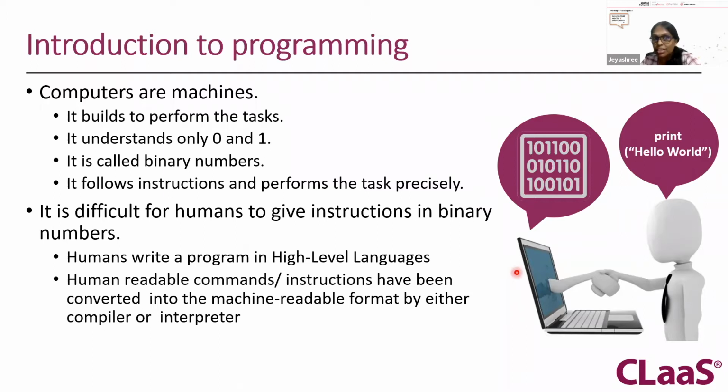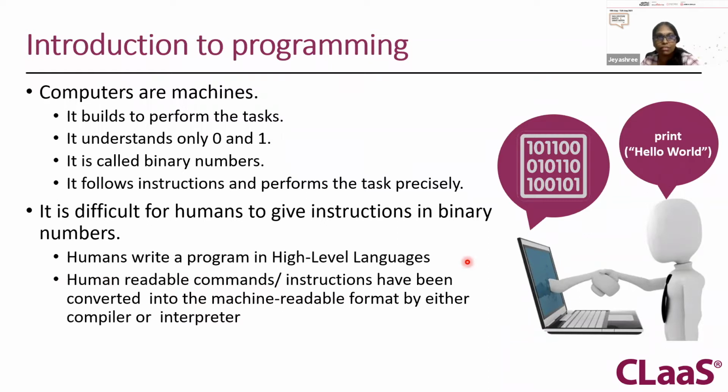Why is it necessary? Because the machines can understand only zeros or ones. That is a binary language. We call that binary numbers. Computers are dumb. They can understand zeros and ones only, but they can work faster. But what work and how to perform that task? As a human being, we need to give instructions. That is where we are going to write a program in a high-level language similar to English, which we can understand.